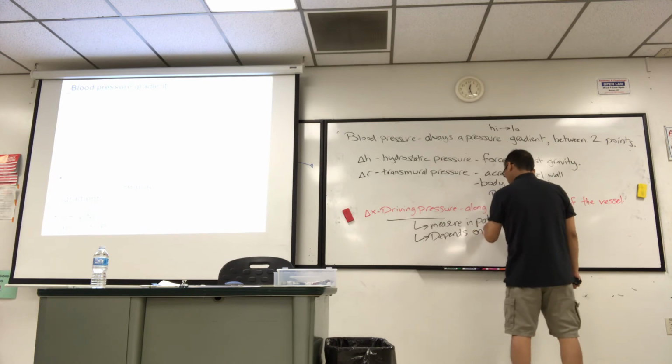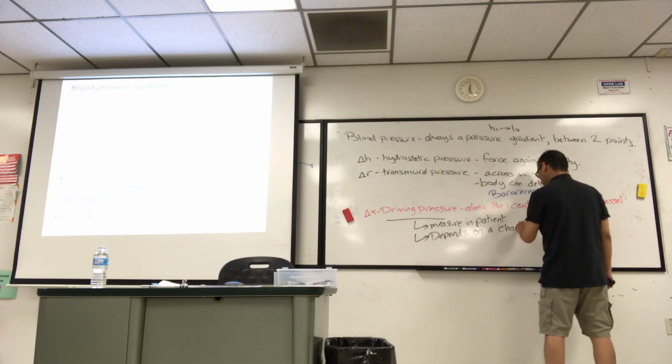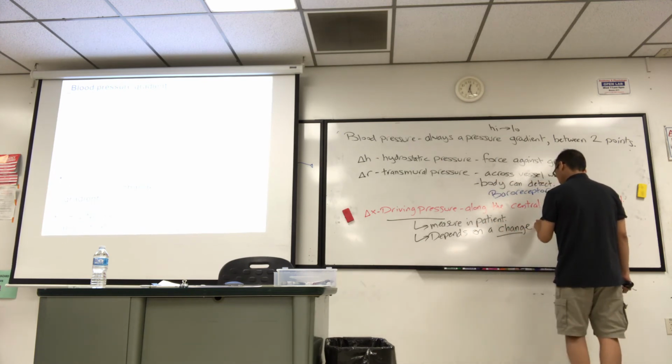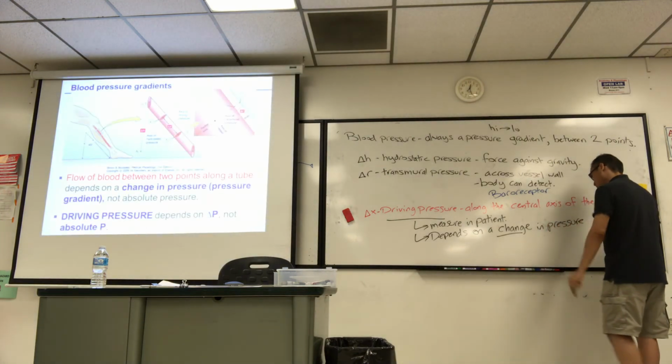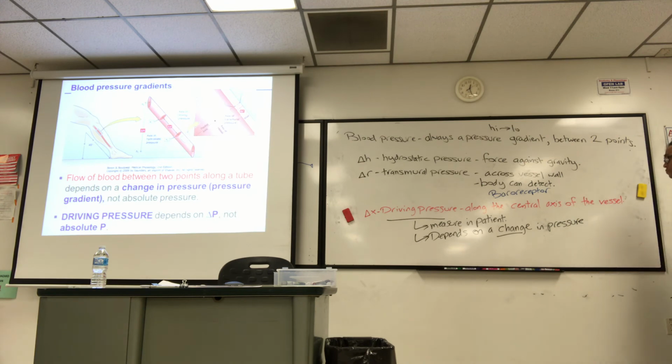Depends on a change in pressure. So what did I calculate mean arterial pressure to be? 93. Let's just put 93 here. Capillary pressure is usually around 30. That's enough of a difference to drive pressure from high to low.